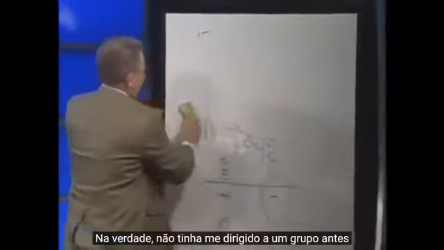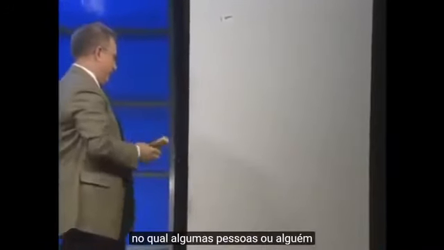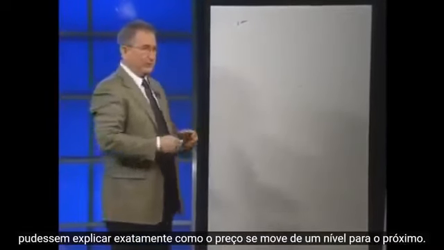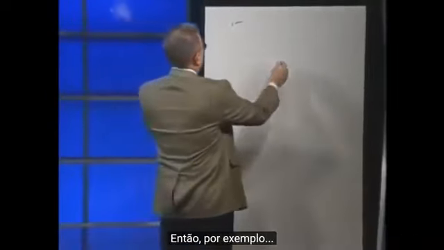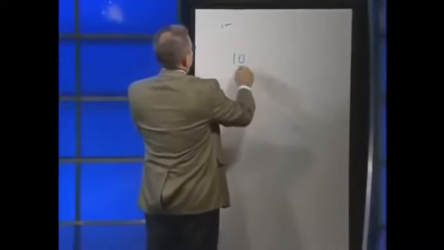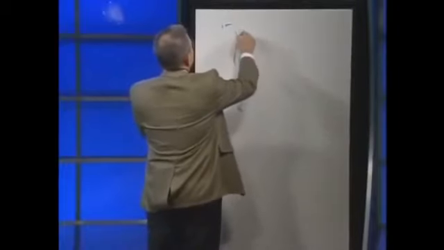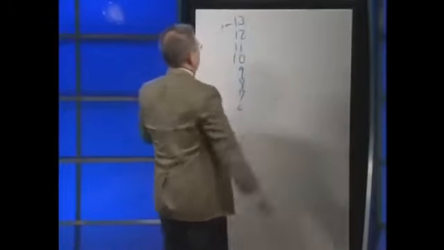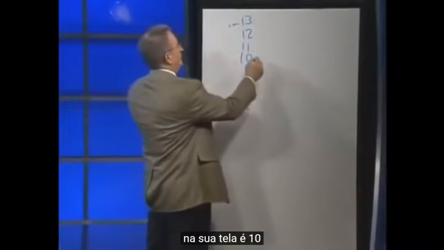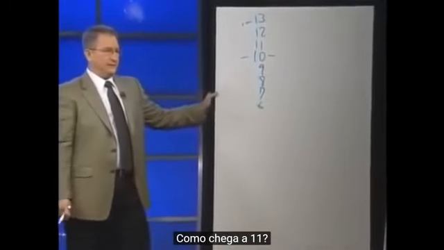Very few people, if anybody, can tell you exactly how prices move from one price level to the next. So for an example, 10, 9, 7, 6, 11, 13. Okay, if the last reported price that you see on your screen is 10, how does it get to 11?